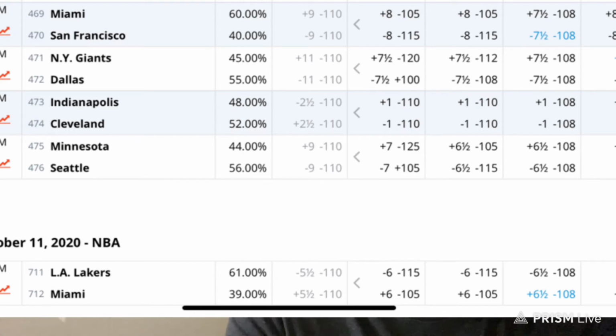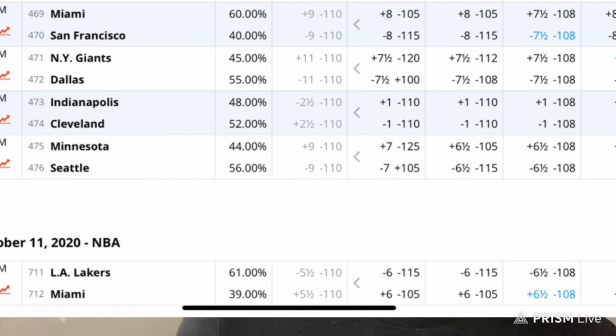So we do have some reverse line movement here. The majority of the public's on Seattle. The line opened at -7. Now it's -9. Now it's down to -7. In order for the line to move, you have to have money make the line move. So you've gotten some sharp money coming in on Minnesota, and that line is at +7.